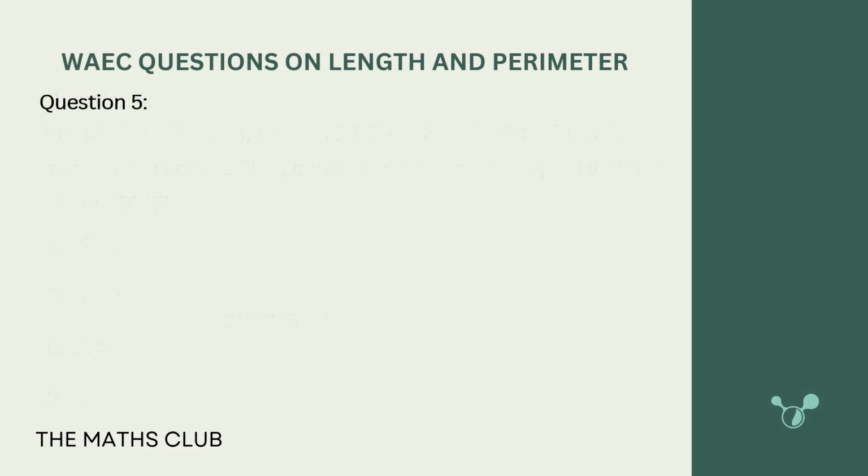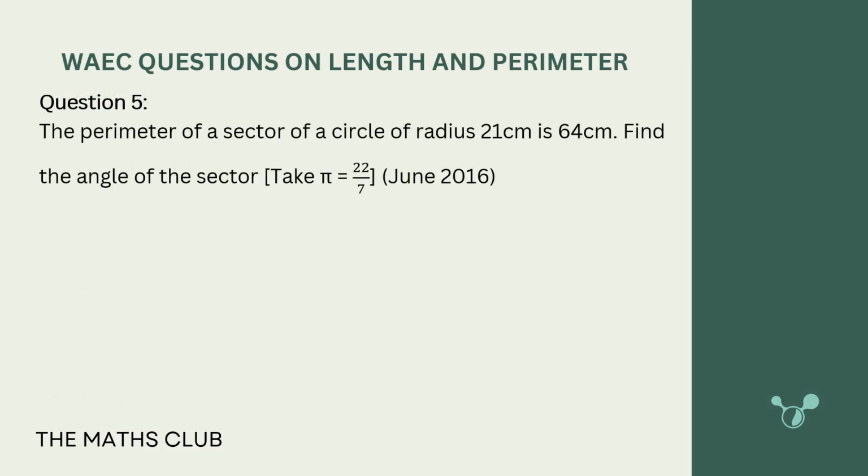Great. Question 5 says that the perimeter of a sector of a circle of radius 21 centimeter is 64 centimeter. We should find the angle of the sector and should take pi to be 22/7. This is from June 2016. I want you to pause the video and try that yourself. Welcome back. Let's solve it together.